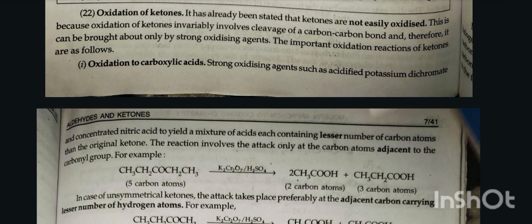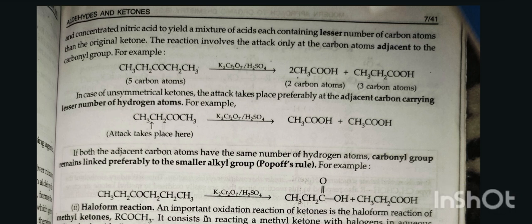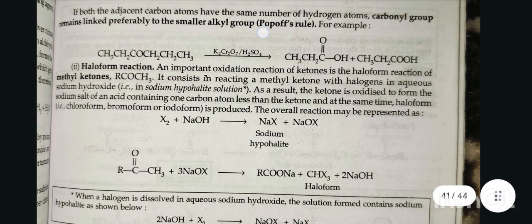Strong oxidizing agents such as acidified potassium dichromate and concentrated nitric acid yield a mixture of acids, each containing a lesser number of carbon atoms than the original ketone. The reaction involves attack only at the carbon atom adjacent to the carbonyl group. In the case of an asymmetrical ketone, the attack takes place preferably at the adjacent carbon carrying the lesser number of hydrogen atoms.